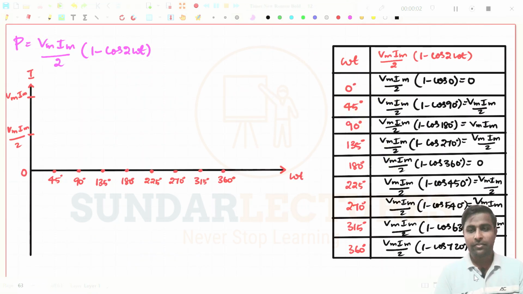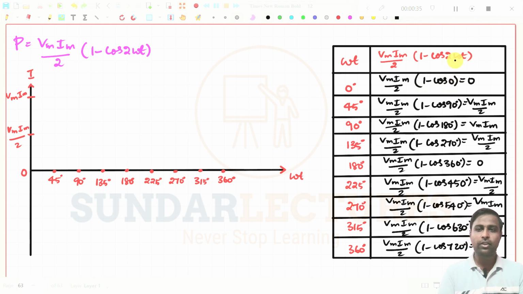Okay, fine. You see, I have drawn a graph for this particular expression, that means Vm Im by 2, 1 minus cos 2 omega t. I have taken omega t from 0 to 360 degree with 45 degree split ups. And I have also written the values for every 45 degree. I have taken Vm Im by 2, 1 minus cos, and instead of omega t I have substituted 0 here.